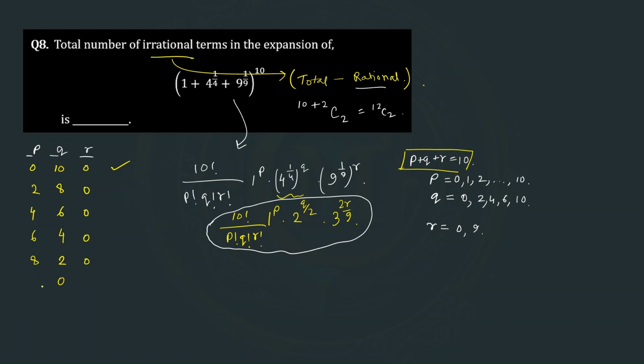So we have two different combinations, that is this and then 0, then 9 and 1. So there are altogether 7 cases possible. So rational terms are 7 in this expansion. So total number of irrational terms in this expansion will be 12C2, so 12 into 11 divided by 2 minus 7. So this will be 66 minus 7 will give us 59. So 59 is the correct answer for this question.